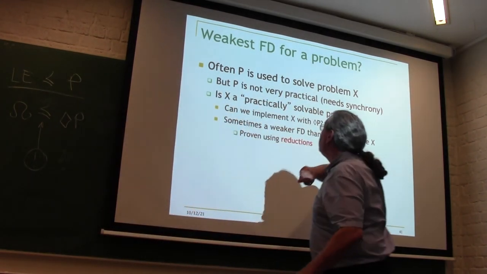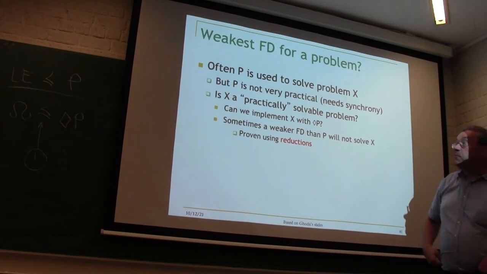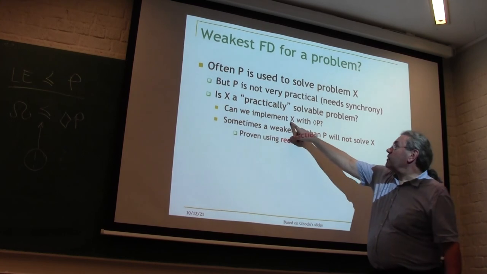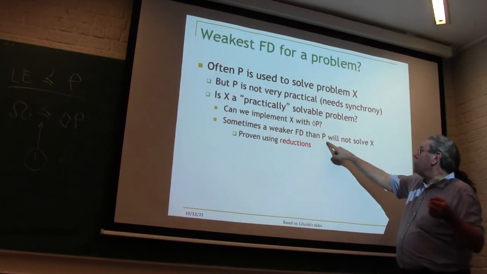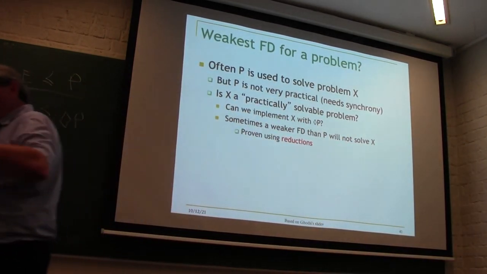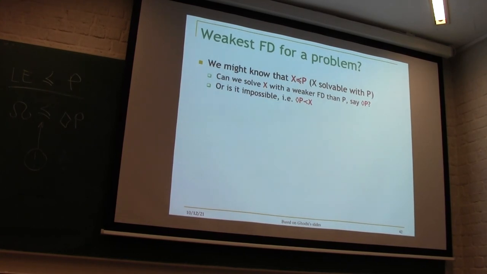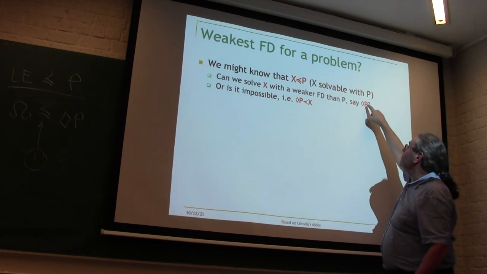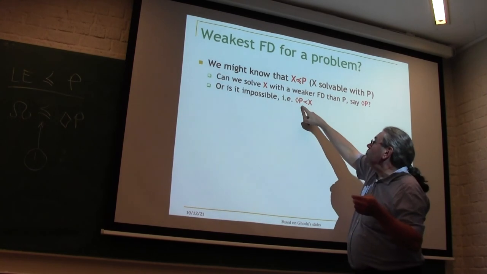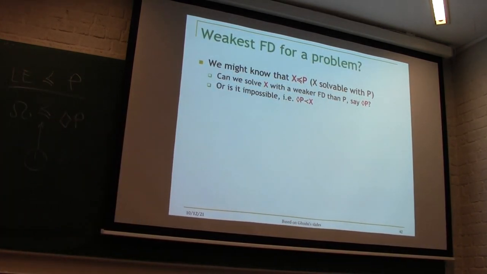Let's say we use P to solve a problem. We have a perfect failure detector. But P is actually not very practical. It needs synchrony. P is hard to implement. So the question is, can we implement x with eventually P? Sometimes that's not possible. Sometimes a weaker failure detector than P will not solve x. That's something we can reason about at the level of reductions. We don't have to reason about it using the code. For example, let's say x is solvable with P. Can we solve x with a weaker failure detector, like eventually P? That's an important question. Or maybe it's impossible. If eventually P is strictly weaker than x, then we cannot solve x.